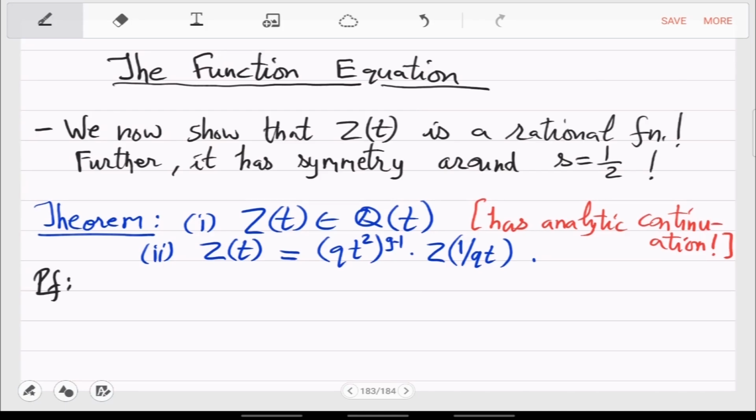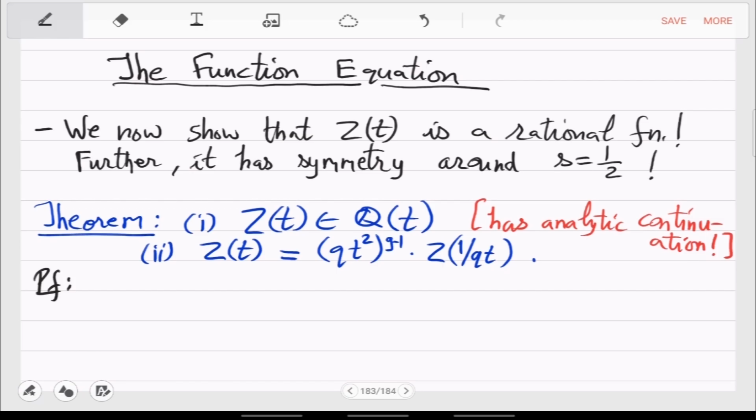Okay, so let's prove these things. It's surprising that you can actually see the proof of this now. You have enough machinery for this. In fact, the machinery that we have developed till now is built exactly for this. Okay, you will see that almost everything that we built goes in this proof.